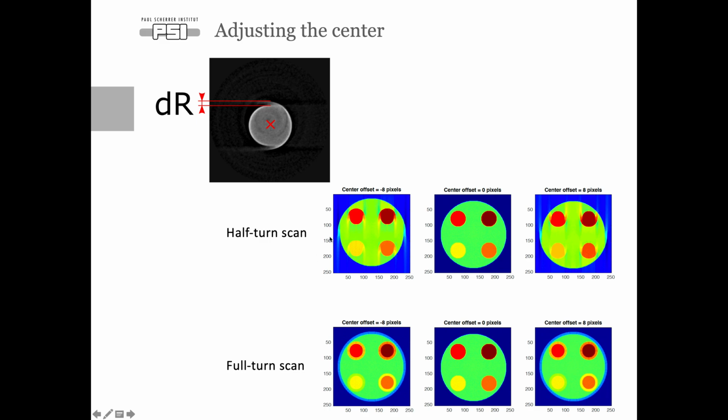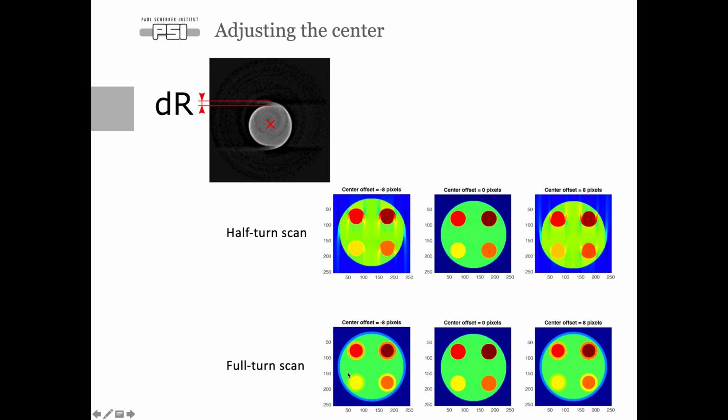If you have the half turn, you can even see in which direction your center must be moving. In this case, on the half turn, I have done -8 pixels, 0 pixels, and 8 pixels displacement of the center. You can see here that these tails are pointing downwards or pointing upwards. So that gives you an indication in which direction you have to move.